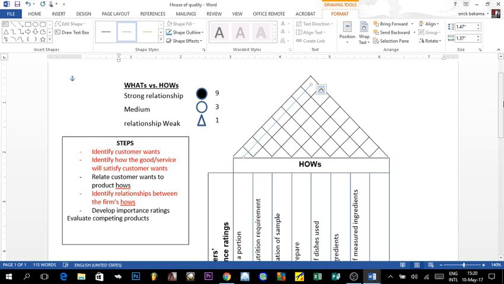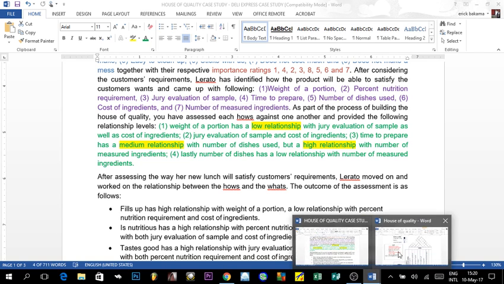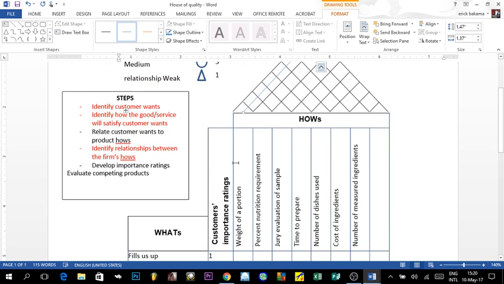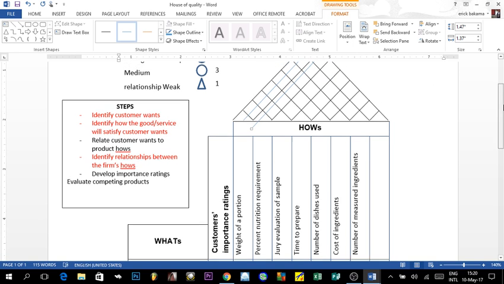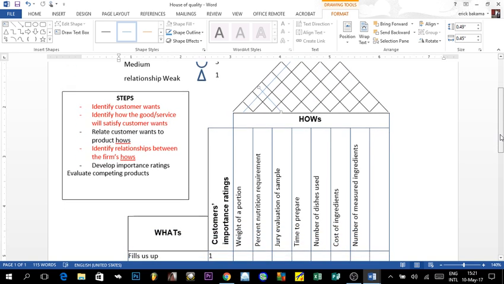We draw a line like this, and they say that the weight of proportion has a low relationship with the jury of evaluation of sample as well as the cost of ingredient. So we go back to our table. We have the weight, and we need to look at the jury. This is the jury. We draw another line, whereby the jury and the weight of the proportion are going to meet. The jury is in the third row, and it is going to meet the other one somewhere here, because the blue part is where the weight and the jury of evaluation meet. It's somewhere in this cell here.